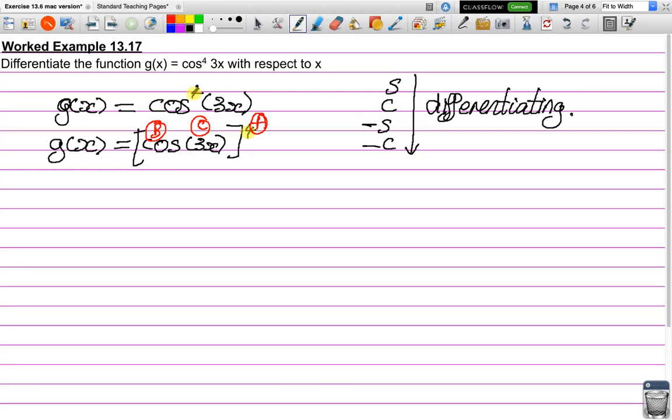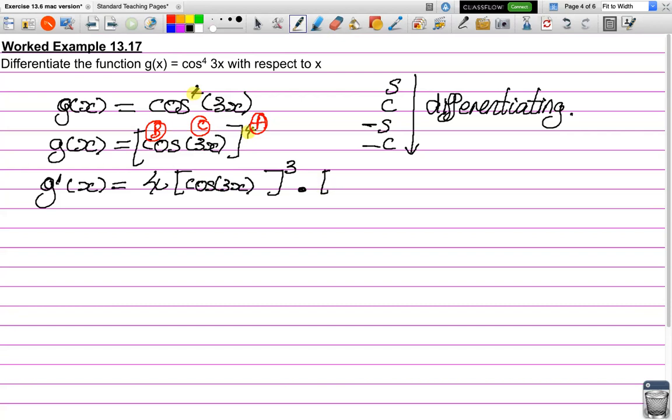Okay, so let's do this. So g dashed x is equal to multiply by the power, and then put the power down 1. And remember, what was inside the bracket is still inside the bracket, no change.